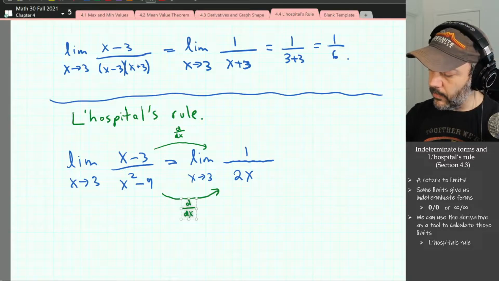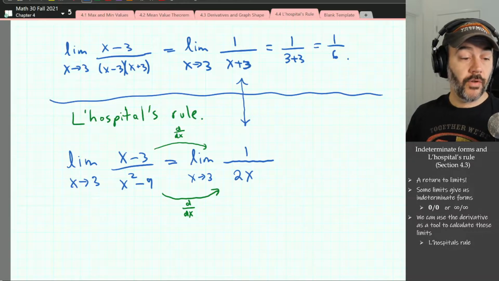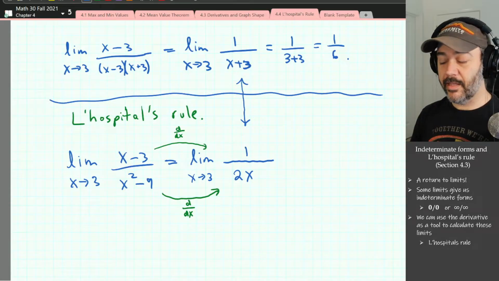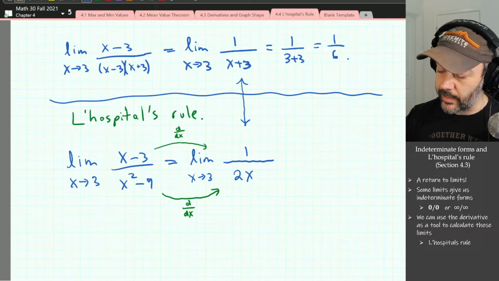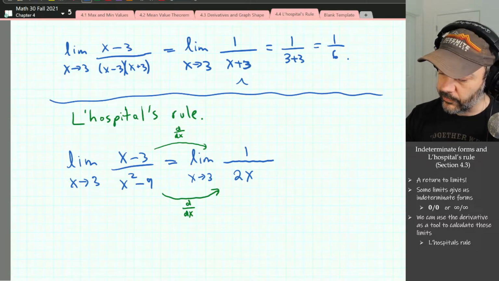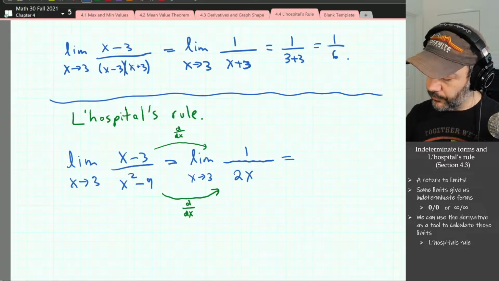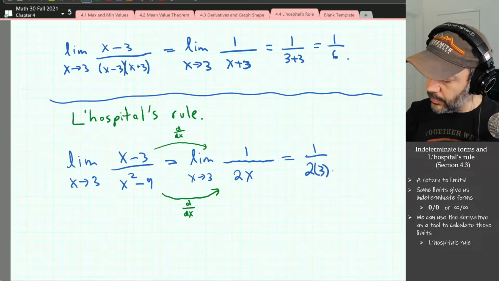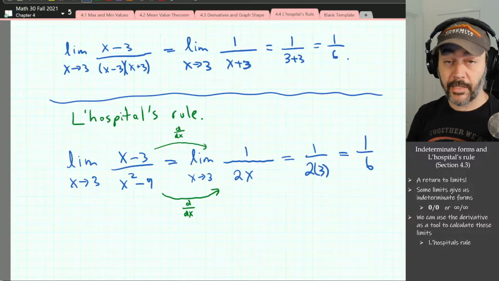Okay, so now notice this is not the same. So these two limits are not the same thing. So the first approach and the second approach don't end up with the same limit that you're going to evaluate, but L'Hopital's rule guarantees that you'll get the same answer. And now we can do direct substitution. And direct substitution gives us 1 over 2 times 3, which is 1/6. So either method gives you the same answer in this case.